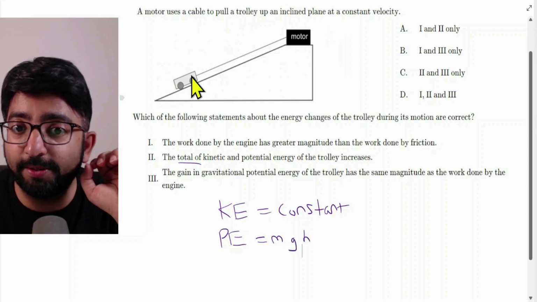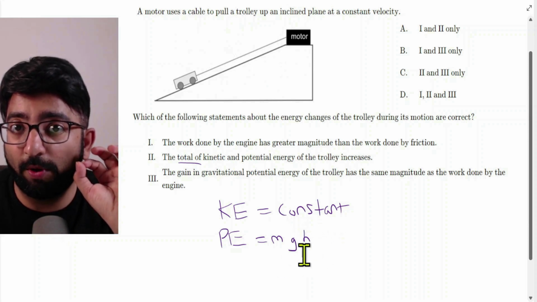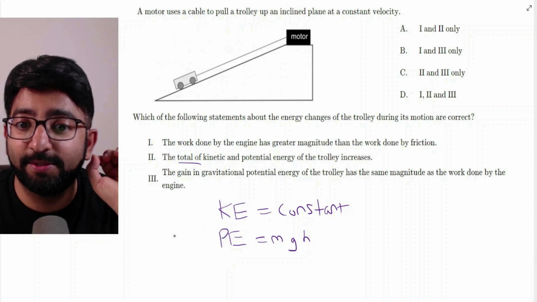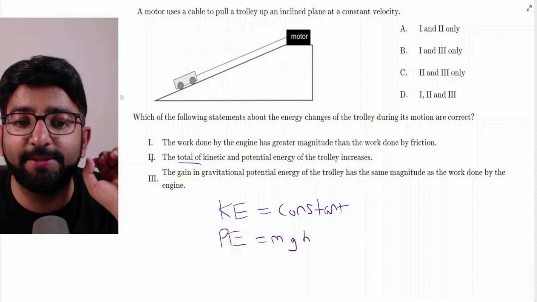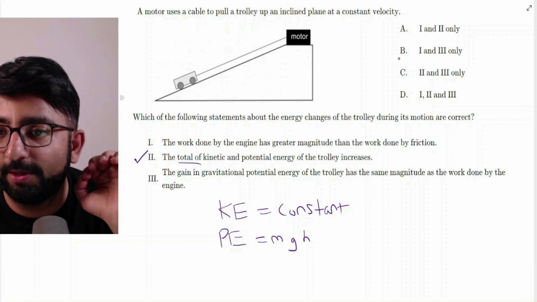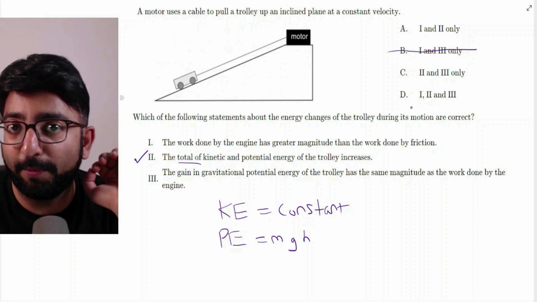Now, as the trolley is going up, it is being lifted up, which means the value of h is positive. So potential energy is definitely increasing. Hence, the sum total of kinetic and potential also will increase. Hence, we can say statement 2 is definitely correct, which means now if you look at the options, we can eliminate option B since it does not have statement 2.